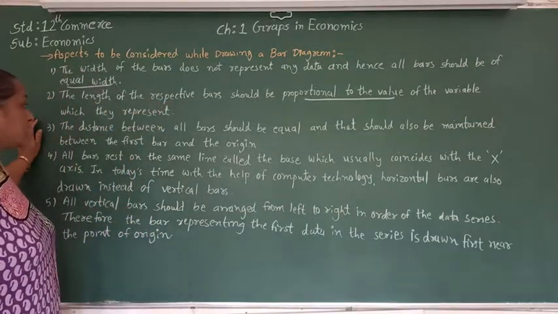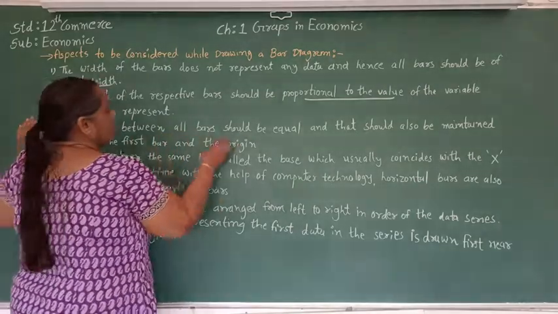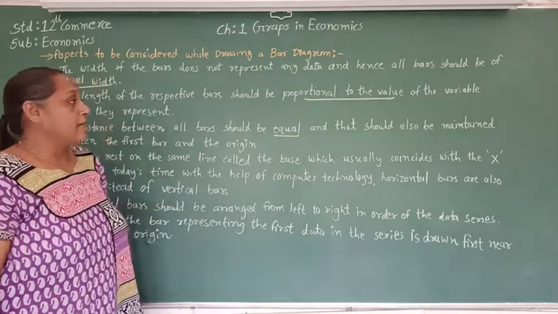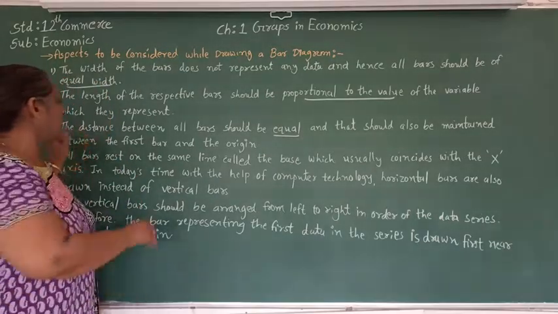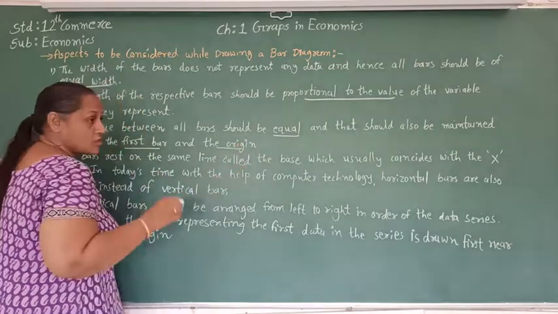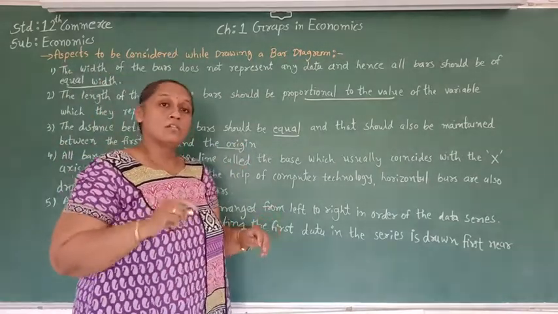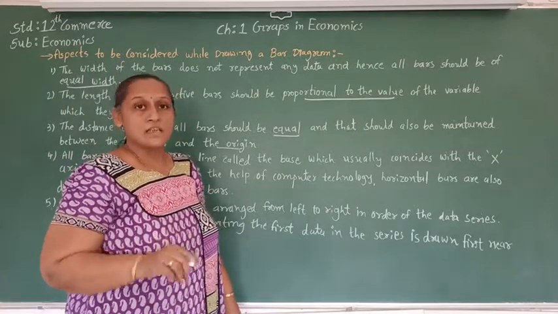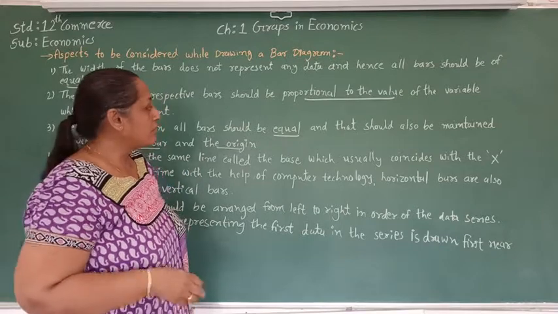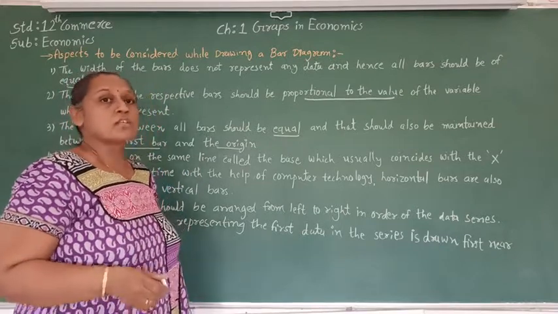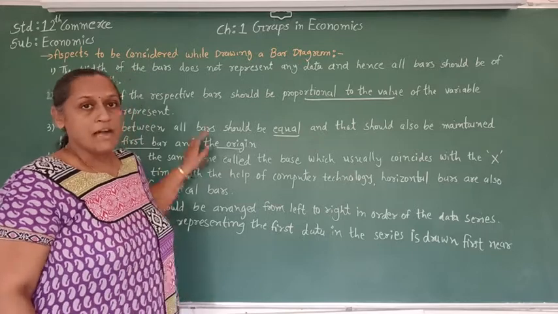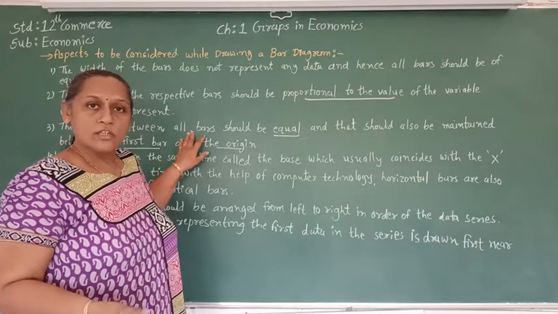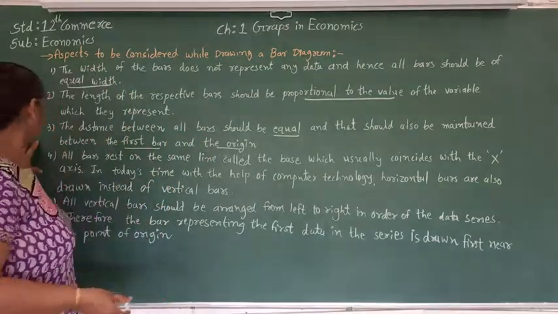The third point is that the distance between all bars should be equal. Equal distance must be maintained between each and every bar, and it should also be maintained between the first bar and the origin. So from the origin to the first bar, the distance must be the same, and the same distance must be between all the bars. So equal distance must be maintained between all the bars. That is the third point.